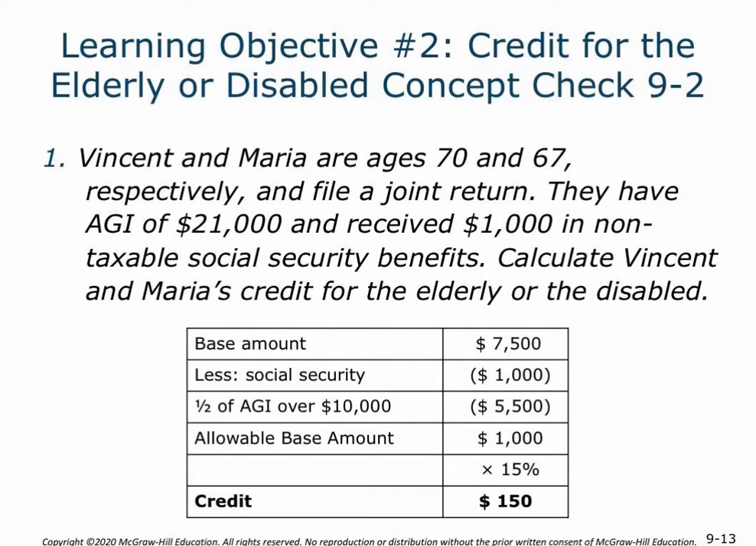So 21,000 minus 10,000 will give us 11,000. Divided by 2 is 5,500. So we're going to take 6,500 all told away from the 7,500 base to get 1,000 for the allowable base amount. Multiplied by 15% would only be a $150 credit here.